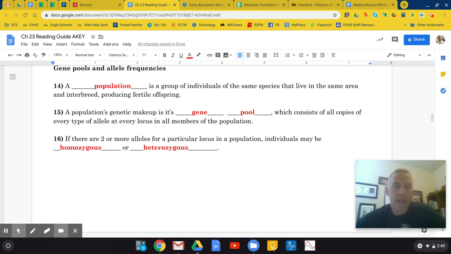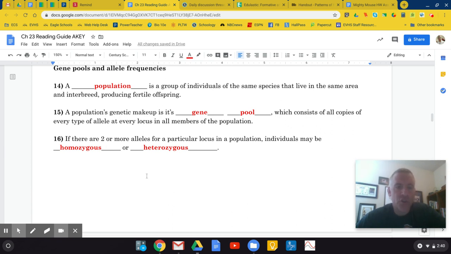Then as we work our way into this Hardy-Weinberg understanding, a population's genetic makeup is its gene pool, which consists of all copies of every type of allele at every locus in all members of the population. That's an insane amount of information. So what we do as we break down this understanding of a gene pool is we spend time looking at just one gene, as you have noticed as you've worked on these Hardy-Weinberg problems.